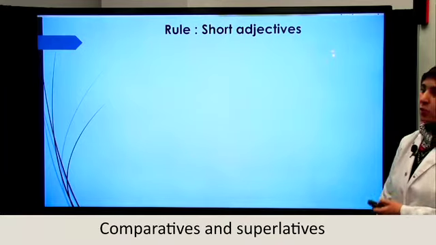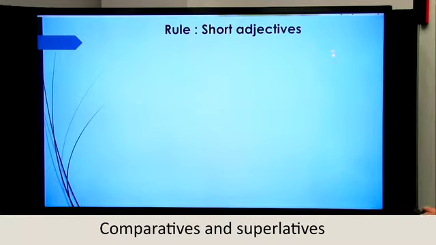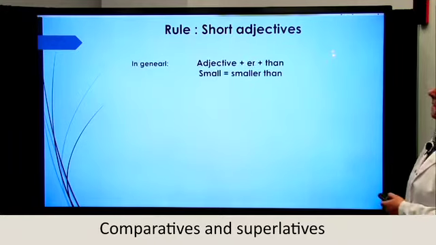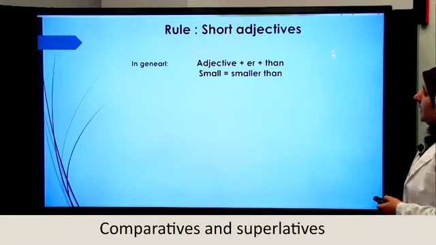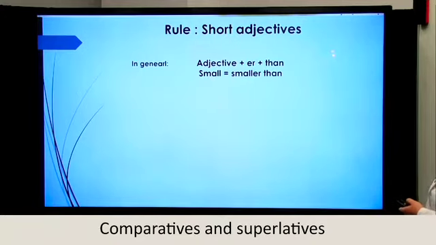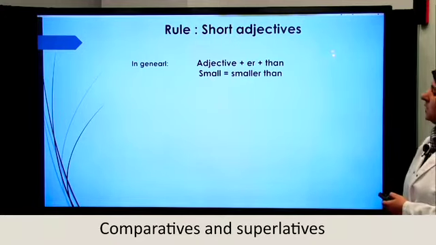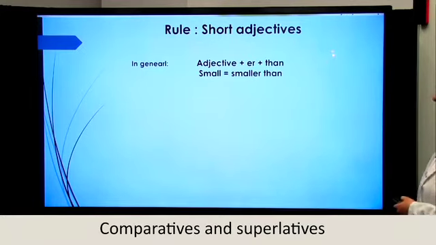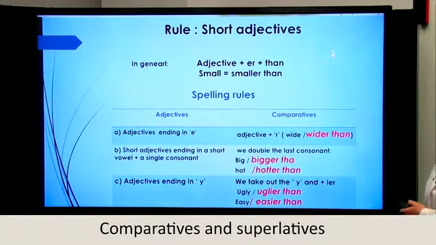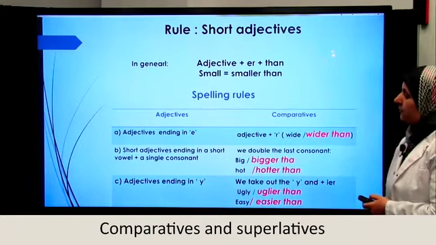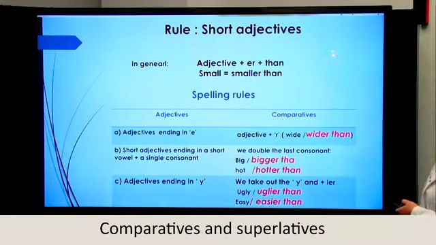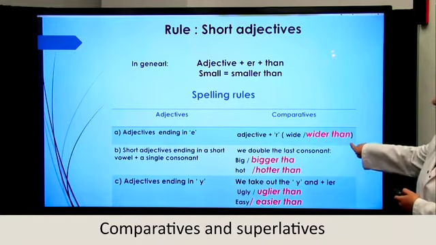Now, how do we form a comparative adjective from a short adjective? Like the examples big and small, which are short adjectives. In general, we have the adjective, we add er plus than. Example, small, smaller than. But there are some rules about the spelling. First rule, when we have adjectives ending in E, like the adjective wide, we add R. Example, wide, wider than.